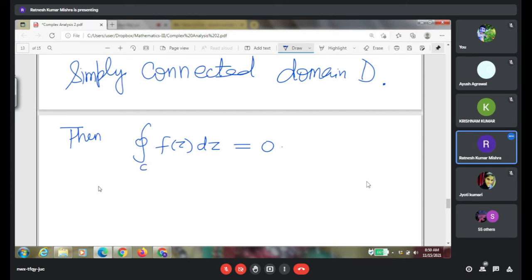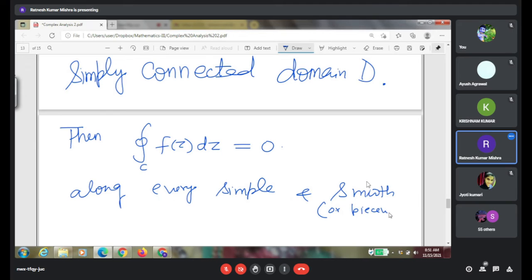So this C, along means on this curve C. C represents every simple and smooth, as well as piecewise smooth curve in the said domain D. So this is the statement of the Cauchy integral theorem.